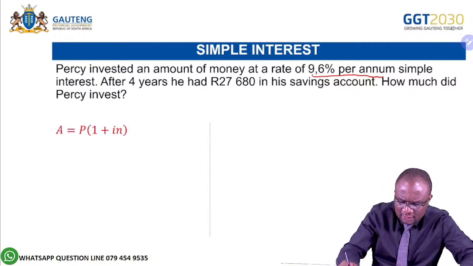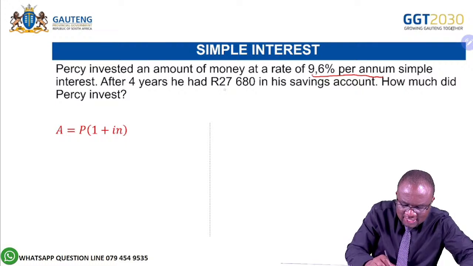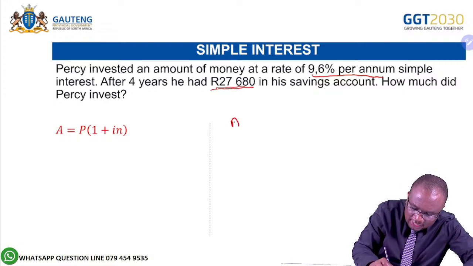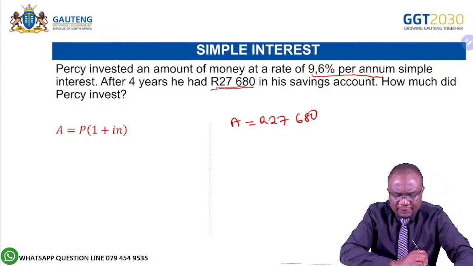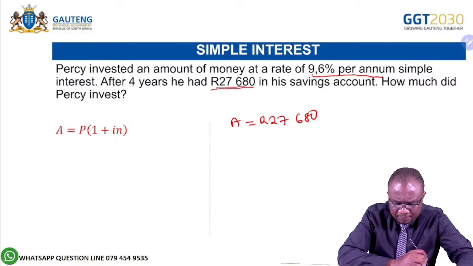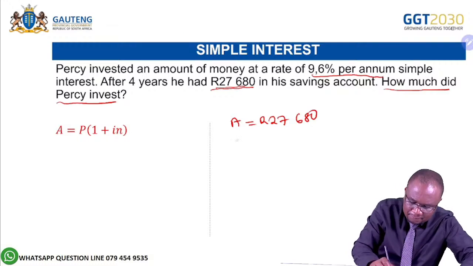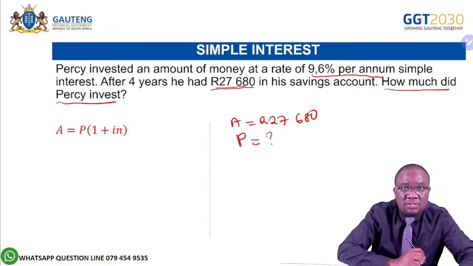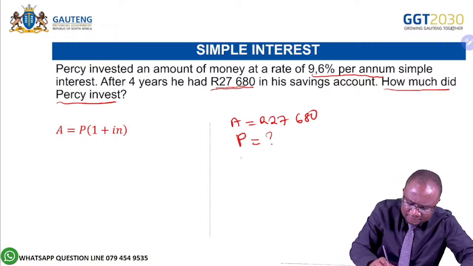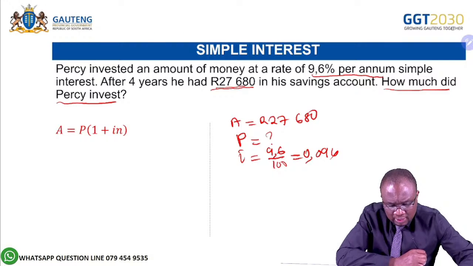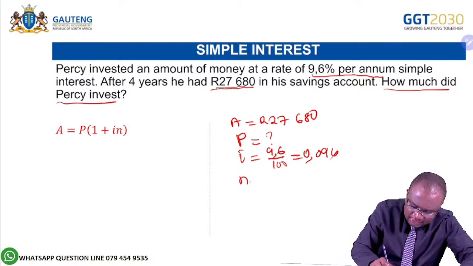We write our formula. After 4 years, he had this amount, so this is the A, the accumulated amount. A is equal to 27,680 rand. And then P, how much did Percy invest? This is what we're looking for. We don't know what P is. And then I is equal to 9.6 over 100, or you can say 0.096. And then N is equal to 4.